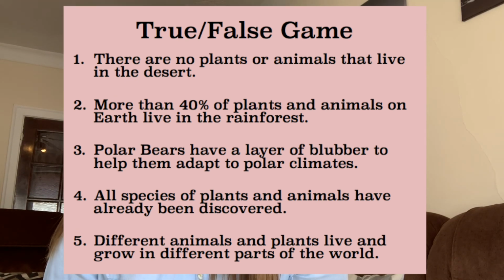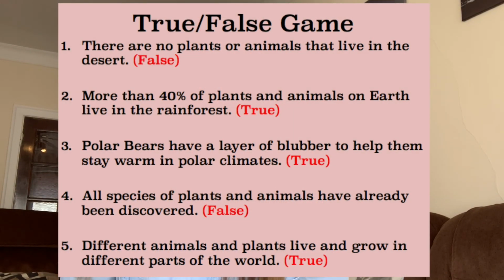So number 1, there are no plants or animals that live in the desert. Number 2, more than 40% of plants and animals on Earth live in the rainforest. Number 3, polar bears have a layer of blubber to help them adapt to polar climates. Number 4, all species of plants and animals have already been discovered on Earth. And number 5, different animals and plants live and grow in different parts of the world.